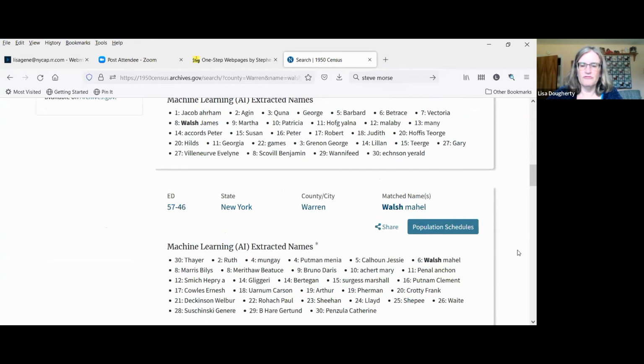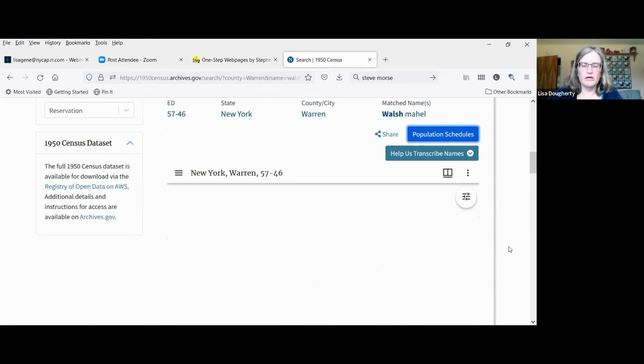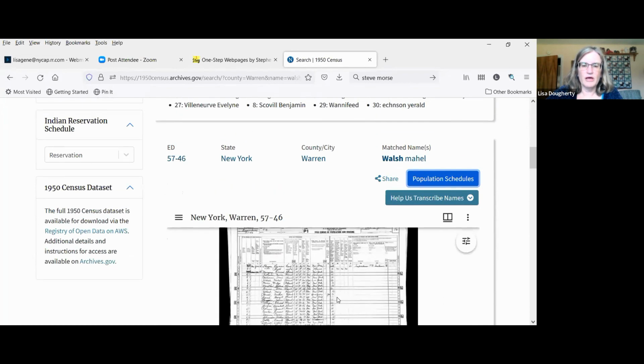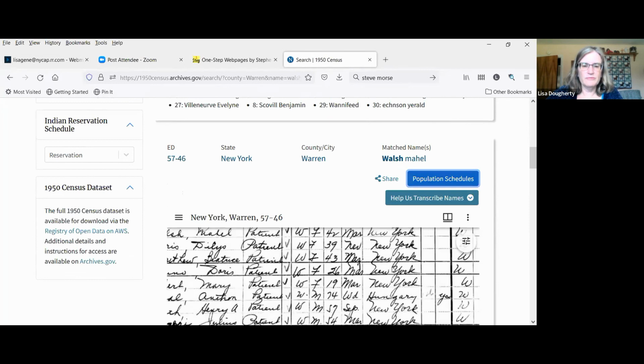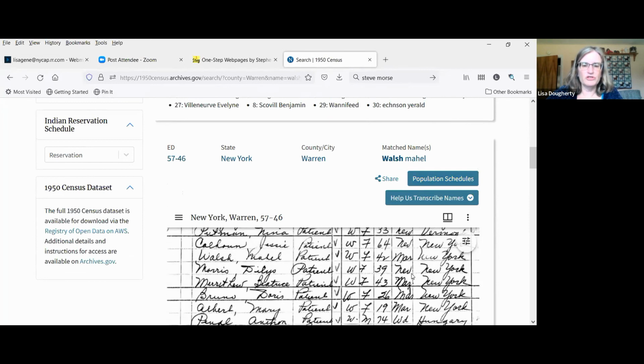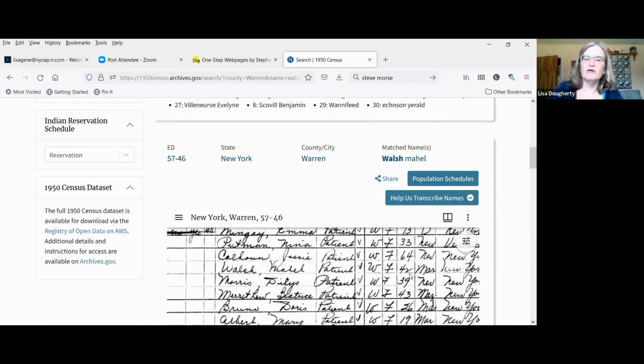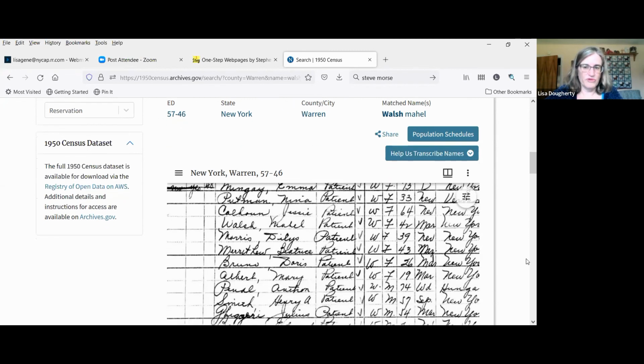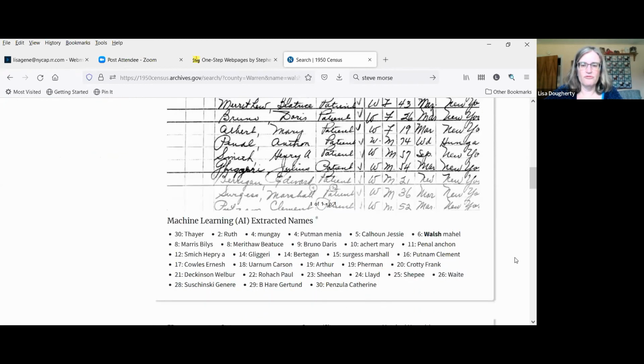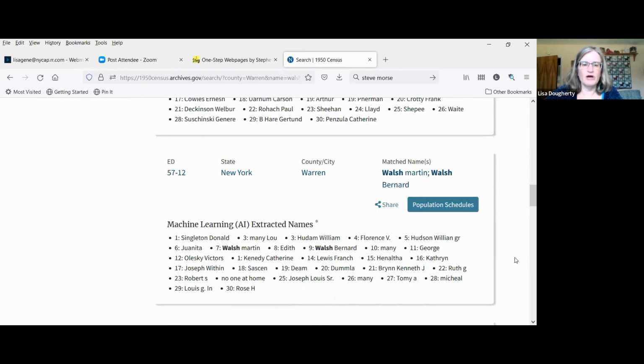Here we have Walsh, and we're going to click on that one and look at this picture. Actually, there is a Walsh right here, Walsh Mabel. That was my father's mother, and she is a patient. She had tuberculosis, and she was a patient at the Westmount Sanatorium. So that is my father's mother. She's not living with her family. She was a patient.